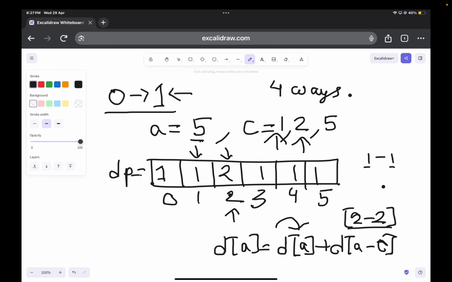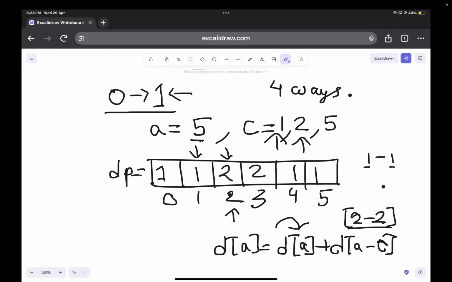How many ways? dp of amount of 1 is 1. 1 plus dp of 3 minus 2. What is 3 minus 2? 1. dp of 1 is 1. 1 plus 1 is 2. Yes, you are correct. It is 2 ways.